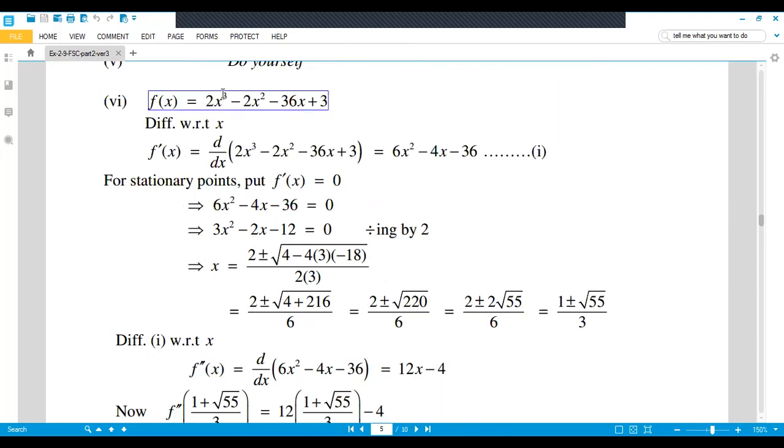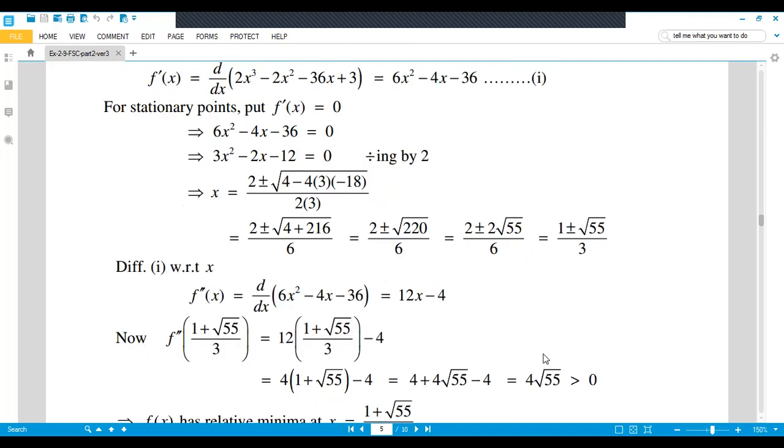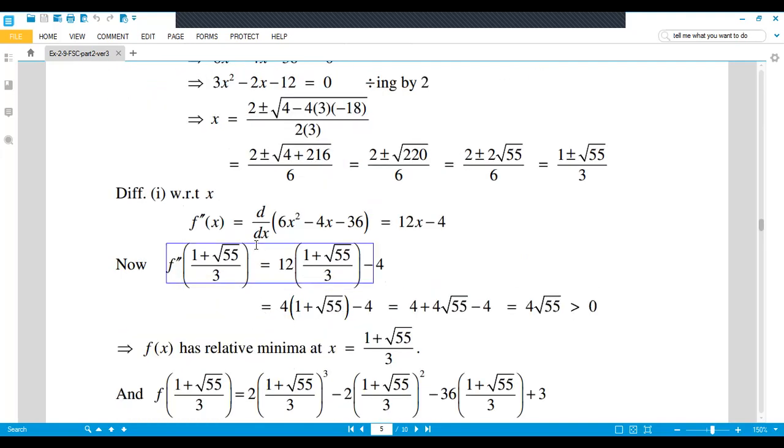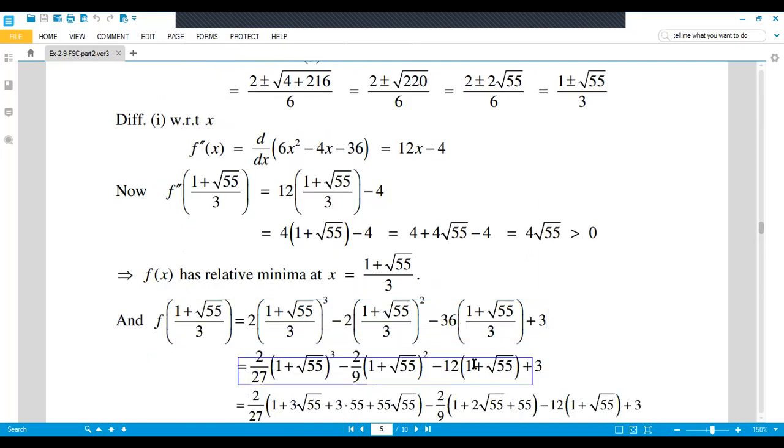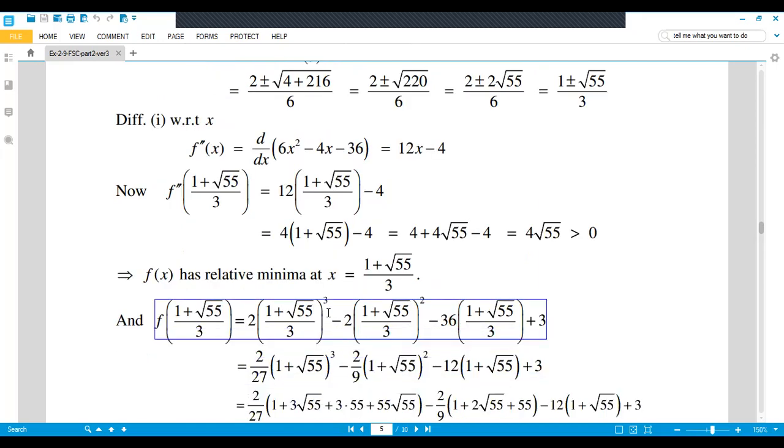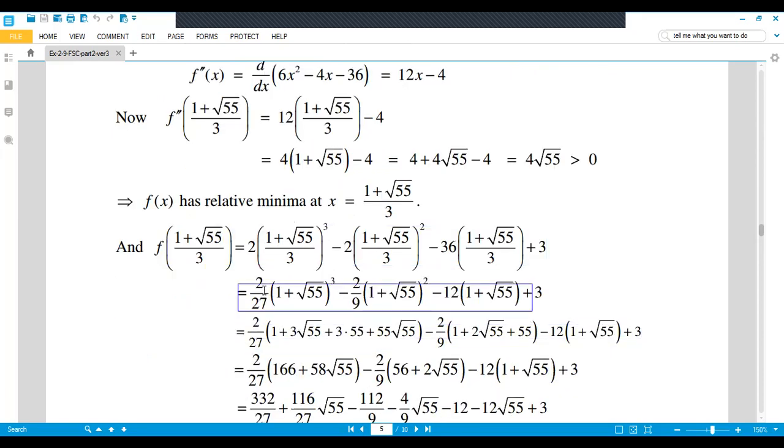In place of x, you put 1 plus under root 55 over 3. So in the given function, you put it and solve it. You take the cube here, the square here, and the constant here. So 2, this 3 cube is 27, 2 or 27.